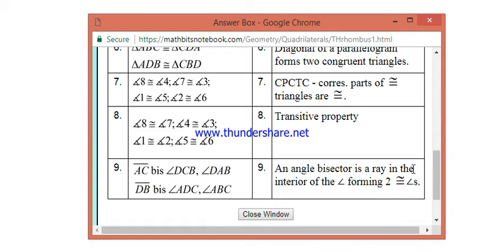Number 8, angle number 8 is congruent to angle number 7, angle number 4 is congruent to angle number 3, angle number 1 is congruent to angle number 2, and angle number 5 is congruent to angle number 6. The reason is transitive property.